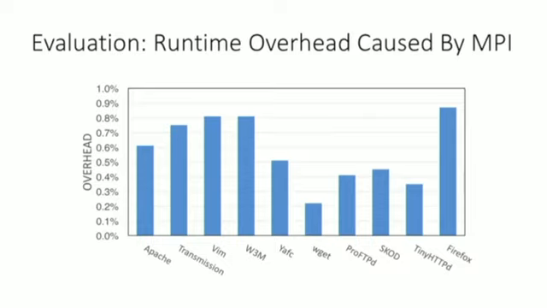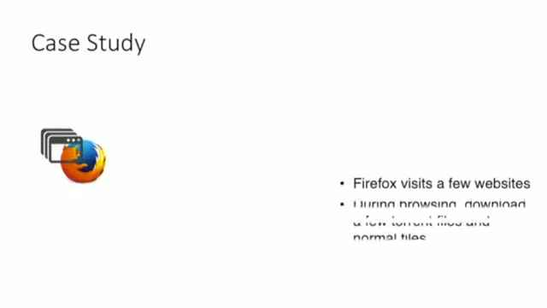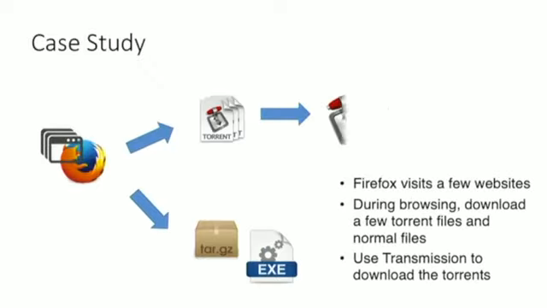In general, it's small, less than 1%, which means it's good. And the last one will be just showing a case study. Just a very simplified example. As before, we use Firefox to download a few files and download some torrents, using the Transmission program.